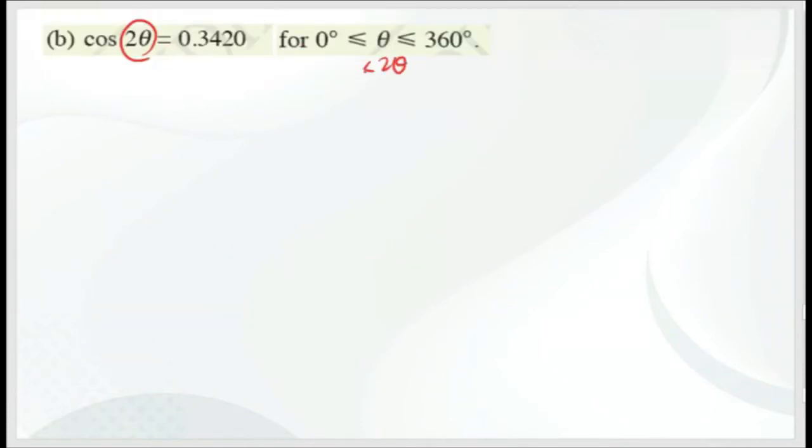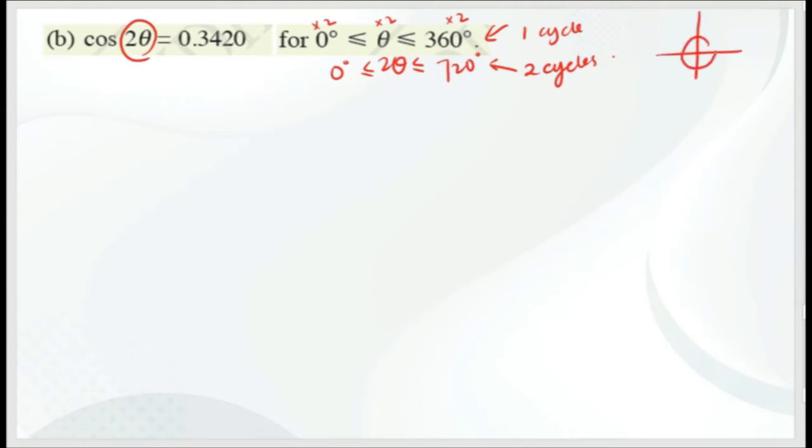Then another one, 2 theta means what? 2 theta means we double up: 0 multiplied by 2 is still 0, 360 becomes 720. So 360 is one cycle, right? So 720 means it will have 2 cycles, so it will have 1, 2, 3, 4, 5, 6, 7, 8 quadrants. It involves 2 times, 1 circle, 2 circles. Okay, 2 times. This is the meaning.